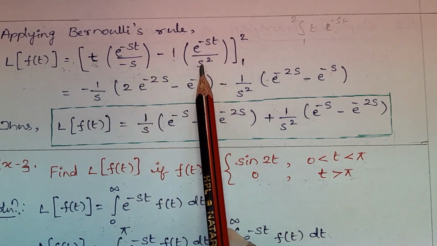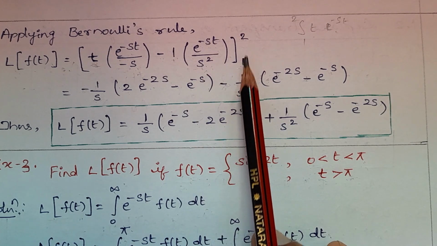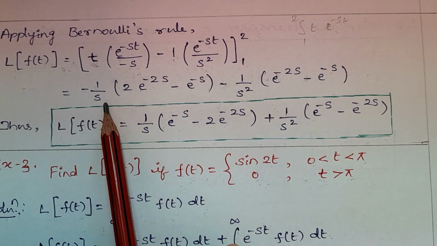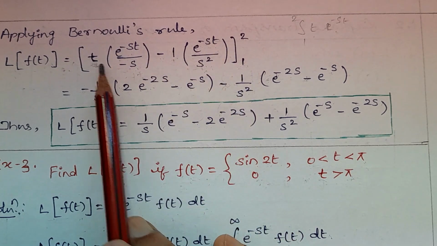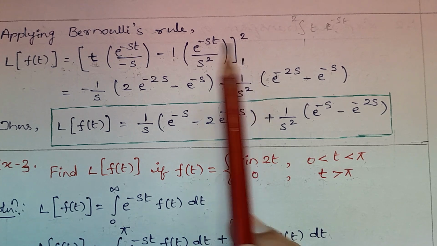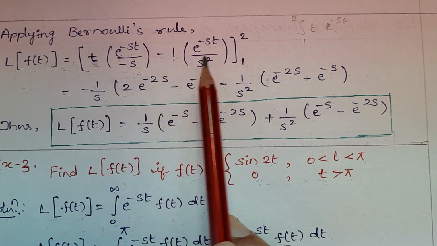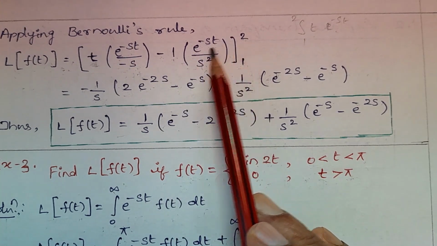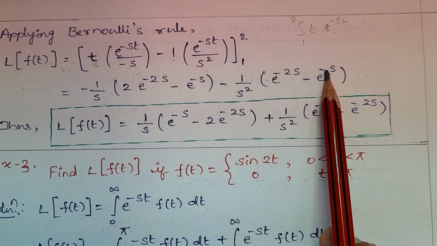Minus s into minus s is s square, plus s square. So write down the limits here, t equals 1 to 2. Next, minus 1 by s take outside. Apply the upper limit t equals 2, 2 into e power of minus 2s, minus lower limit 1 into e power of minus s. Next, minus 1 by s square take outside. Next apply the limits, e power of minus 2s minus lower limit e power of minus s.